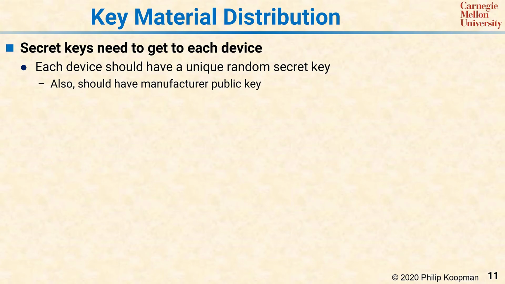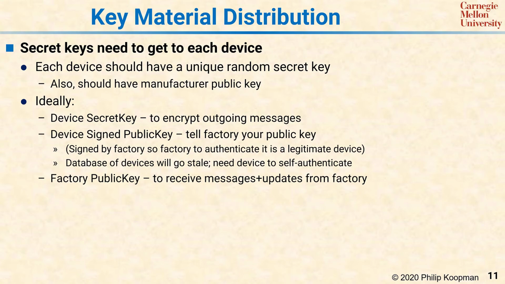Now that we've looked at symmetric key and asymmetric keys and PKI, we can now talk about what kind of things need to go into an embedded device. An embedded device needs to be provisioned from the factory with some secret keys. Ideally, each device has a unique random secret key that's different for that device, and that's going to be a way to do public key cryptography.